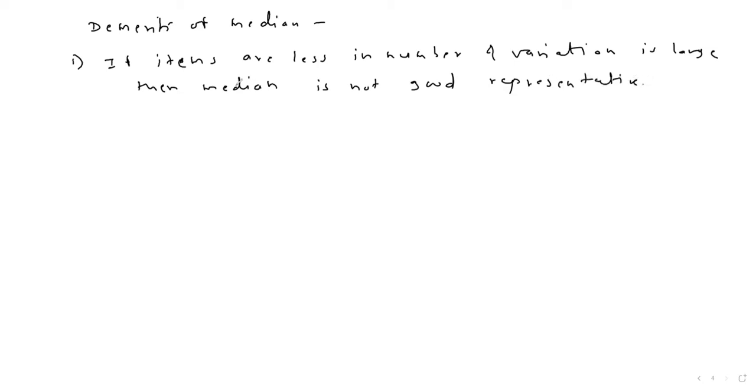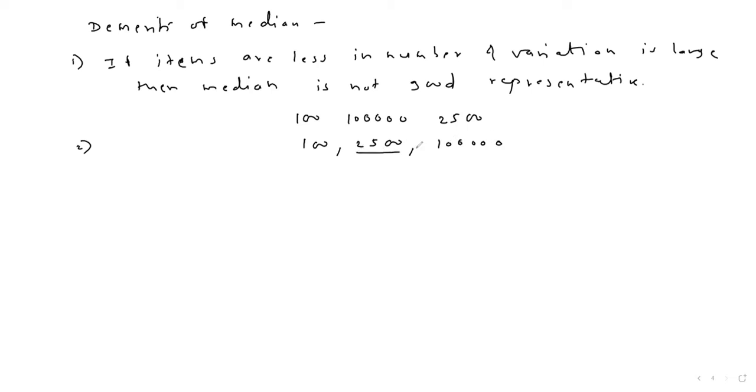What it means? Suppose I have only 3 values and the values are in this manner. Suppose I have the values as 100, then the next value is 1 lakh, and the next value is 2500. So there are only 3 values, and with these 3 values, the variation, that means the difference between the smallest and largest value, is very high. So in this case, the median is not a good representative. Because if I arrange the data in ascending order, then my ascending order is 100, then 2500, then 1 lakh. And the median for this is 2500.